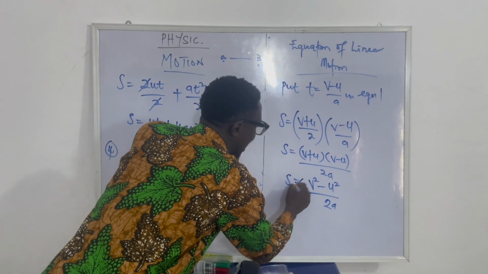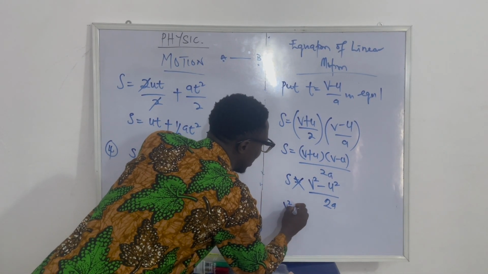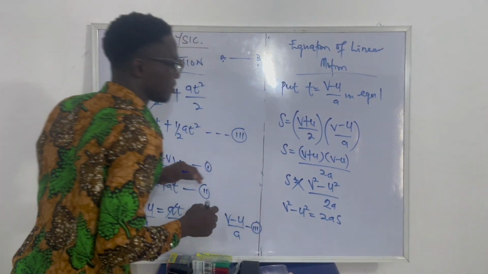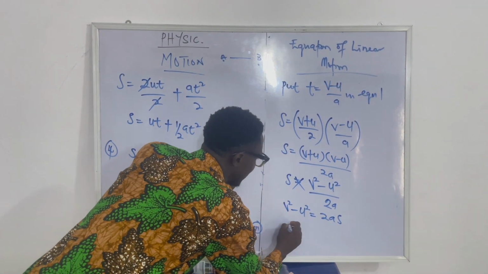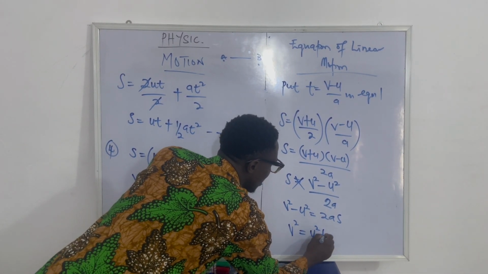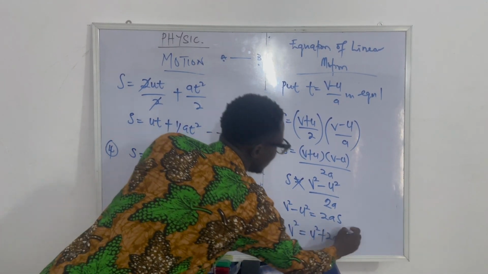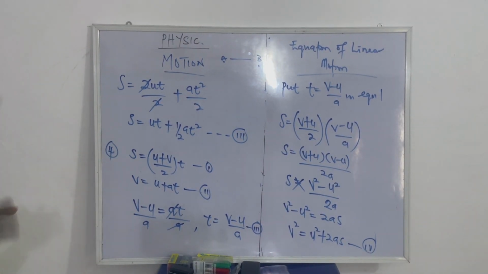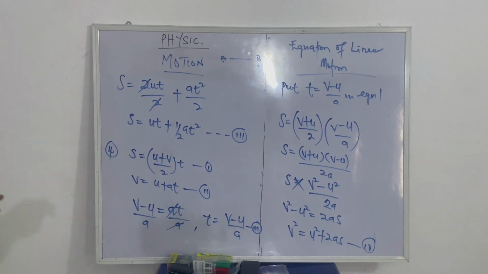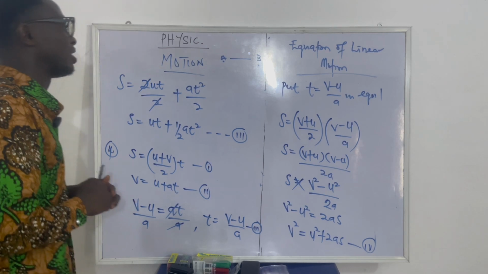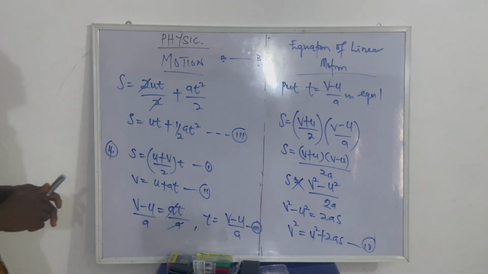Then we cross multiply. So v square minus u square equals to 2as. So then make v the subject of the formula. So v square equals to u square plus 2as. That is the fourth equation. Then we have all our equations at hand. So that is all the four equations of linear motion.